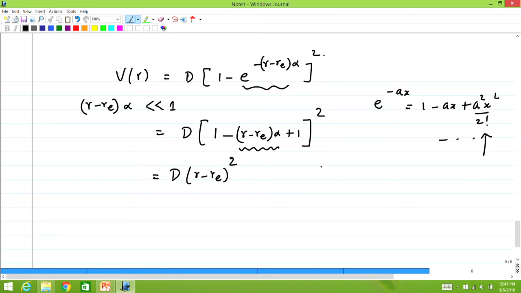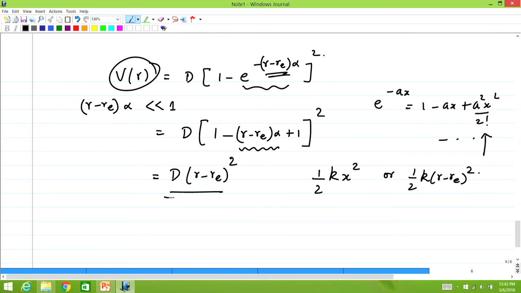And please remember, this is the potential energy form, and for the harmonic oscillator the potential energy form is half k x square, or in the notation of R minus RE it is half k (R minus RE) whole square. Therefore, you see that there is an alpha here, therefore, there is an alpha square. So, D times (R minus RE) square times alpha square is approximately the potential V of R for small values of R, or about Re.